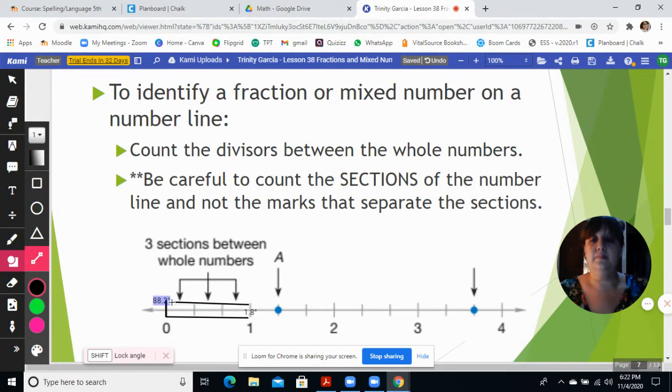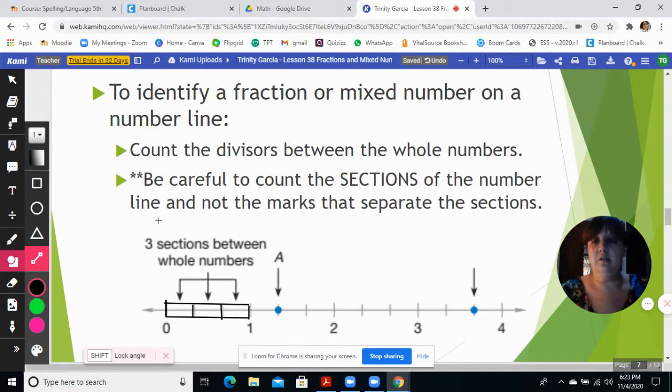Not a perfect rectangle, but you get the idea, right? So if we were going to divide it into thirds, we would put these two lines here, right? So now we're dividing it into thirds, but we do not count the lines. Those are not what we're counting. We're counting the spaces in between, the sections, just like we did when we counted the sections of a shape.